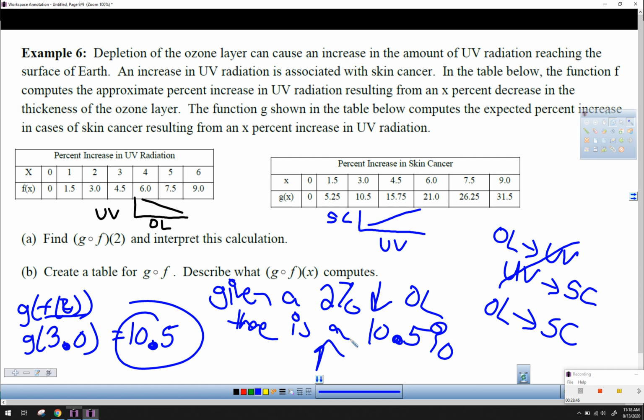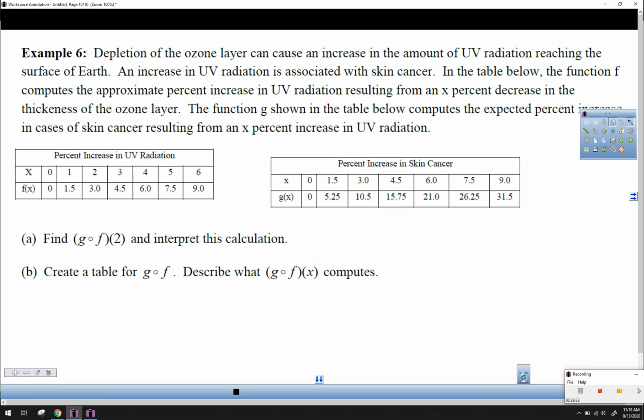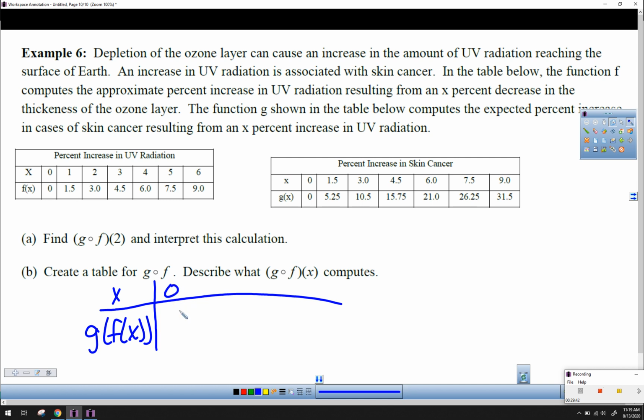For part B, it says create a table for g of f and then describe what it computes. Well, if you do g of f, again, that just plays on part A. g of f would compute the percent increase in skin cancer given the percent decrease in the ozone layer. So if you were to create a table, your g of f table would be like f, and then it would be g of f of x. That would simply be like if there's no percent decrease in the ozone layer, then there is no percent increase in skin cancer. If there's a 1% decrease in the ozone layer, that leads to a 5.25% increase in skin cancer.